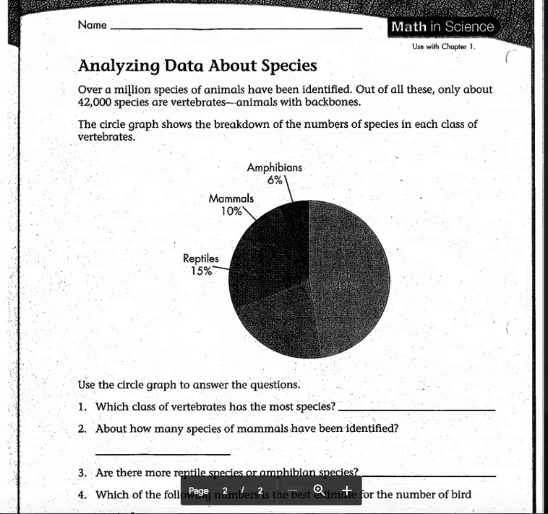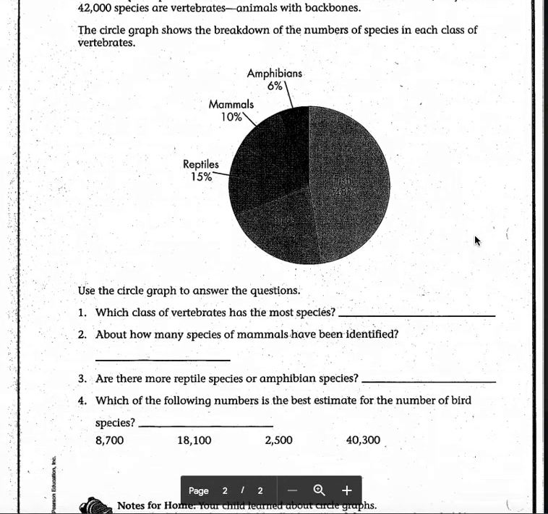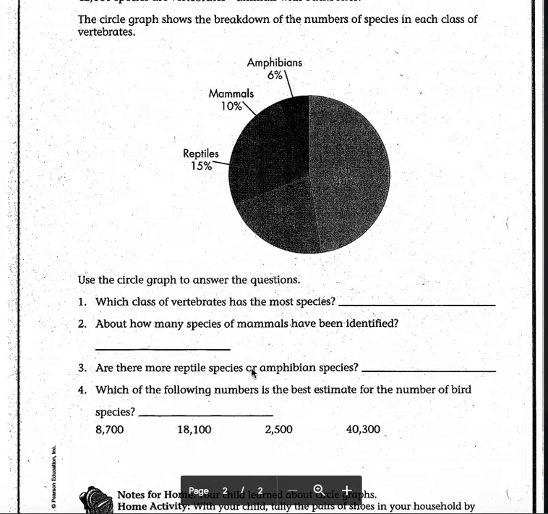Number 2, about how many species of mammals have been identified? Now guys, they asked me how many species. So I have 10% of mammals, but there are, on the top of your page up here, 42,000 species. So the question is, what is 10% of 42,000? When I'm doing percent, I cross off a 0. So my answer is 4,200 mammals have been identified. Number 3, are there more reptile species or amphibians? Reptiles, 15%. Amphibians, 6%. Well, that means reptiles, more.